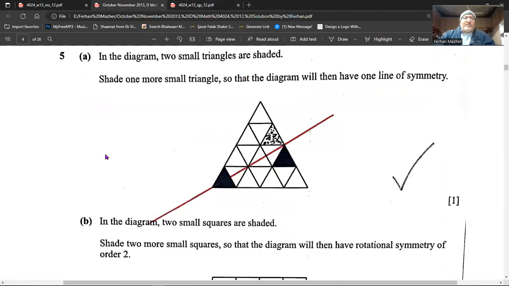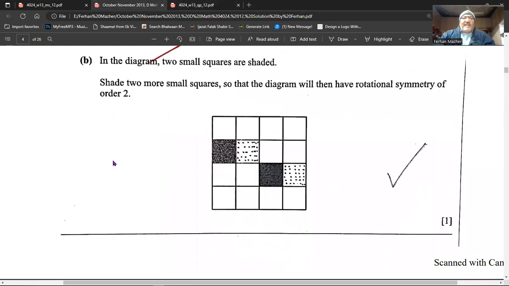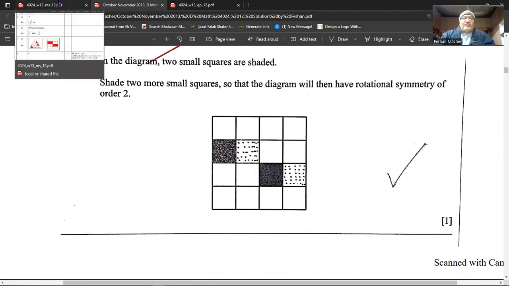So this will be a fan which will have two blades. So shade this and this. So it will have order of rotational symmetry 2.